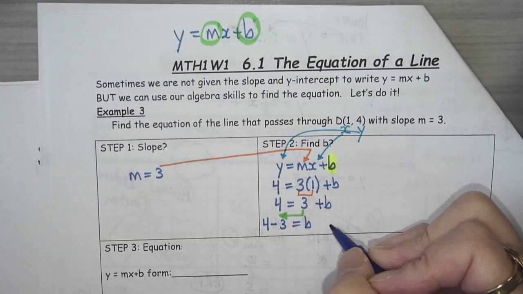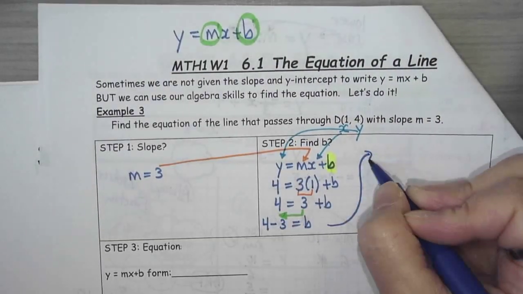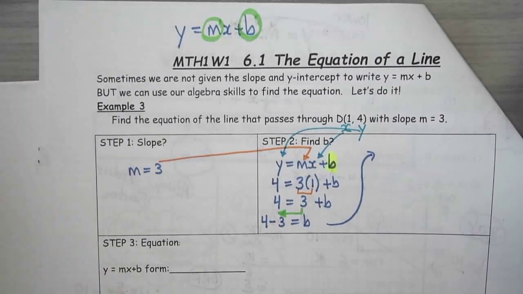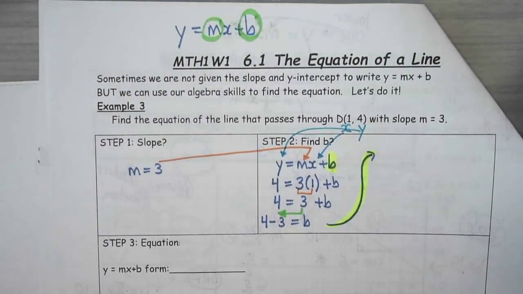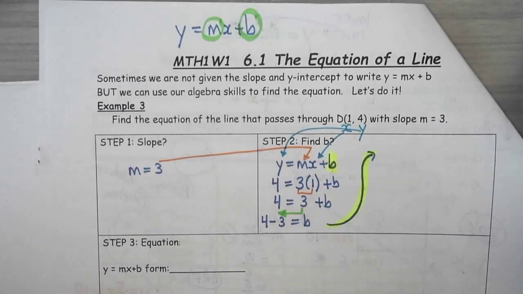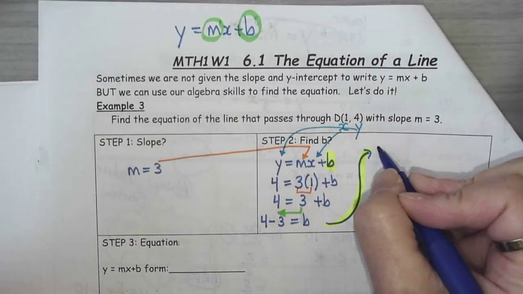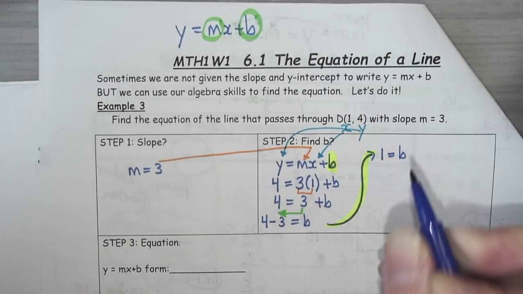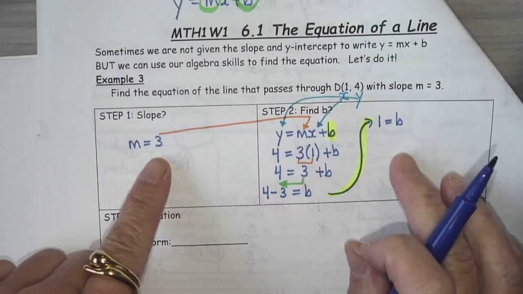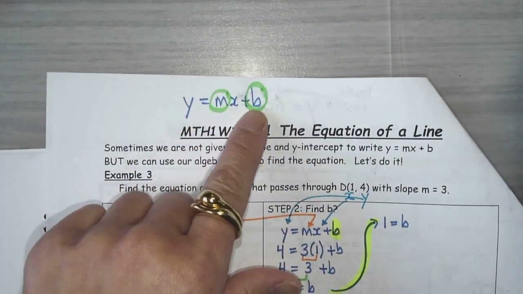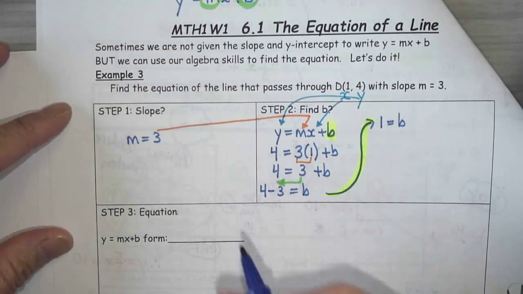When you run out of room vertically, you do a big sweeping arrow. You have to do this, a big sweeping arrow, so that the reader's eyes can follow to the next column of work. My next column of work is going to say that 4 minus 3 is 1, which equals b. Then I'm going to take that and put my two answers, the m and the b, into my equation.